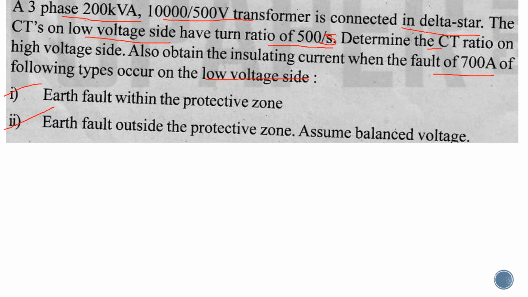So here we have to find three things. First, the CT ratio on the high voltage side, and the insulating current when the earth fault of 700 ampere occurs within the protective zone on the low voltage side, and when the earth fault of value 700 ampere occurs outside the protective zone on the low voltage side. Basically, we have to judge whether the relay will operate in this condition or not.